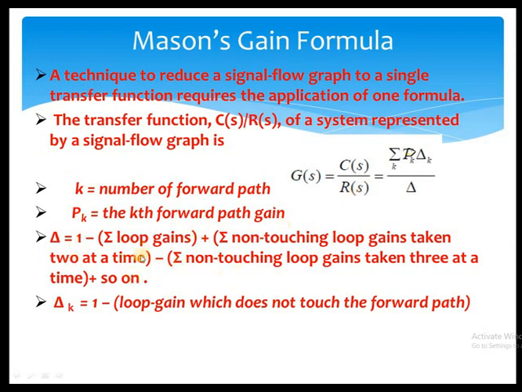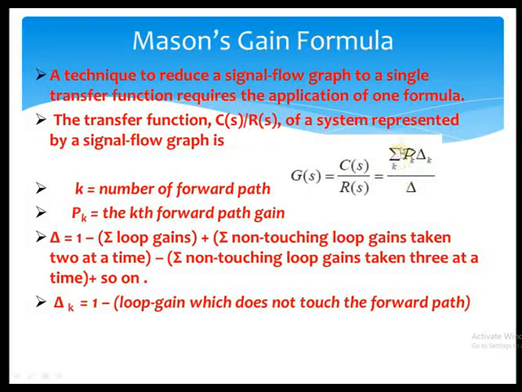Delta will be 1 minus summation of all loops plus summation of 2 non-touching loops minus summation of 3 non-touching loops and plus summation of 4 non-touching loops and so on. K is nothing but the number of forward paths. Delta K is nothing but 1 minus loop gain which does not touch the forward path. That means you have to consider which loop does not touch that selected forward path. For example, if you consider the first forward path, you have to identify whether there are any loops which do not touch that first forward path. That gain value we have to include here. So remember, loop gain which does not touch the forward path.